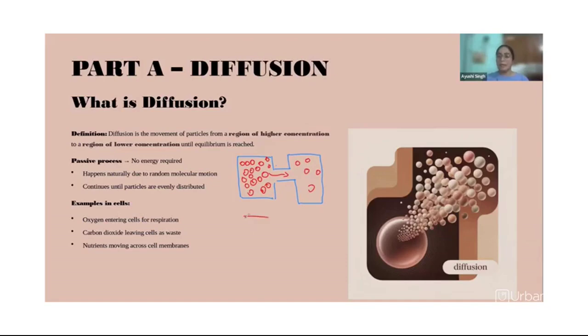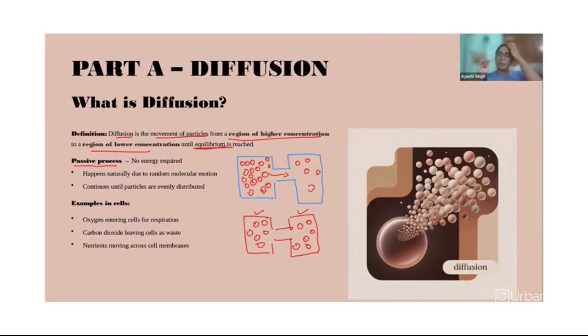Okay, and once equal concentration has been achieved on both the sides or both the spaces, then it will stop diffusing. Okay, maybe like this, right? So what exactly is diffusion? It is the movement of particles from a region of higher concentration to a region of lower concentration until equilibrium, that means an equal amount on both sides, has been achieved. Now, this is a passive process. You don't need energy for it.